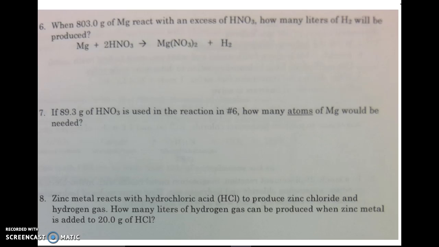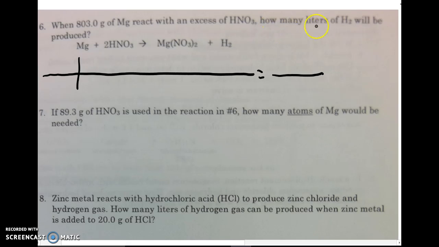And just like our other stoichiometry problems, we're going to begin number 6 here with our dimensional analysis setup. That's my first step. My second step, what is this question asking me for? And it says right here, how many liters of H2? So that's what I'm working towards. I'm trying to get to liters of H2. That's what I am trying to end up in. That's my ending unit. That's my second step.